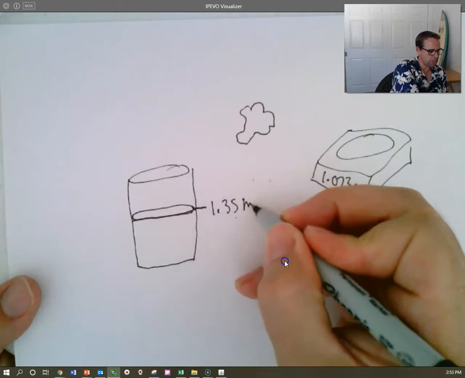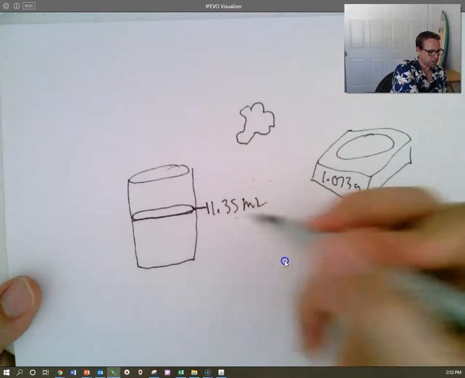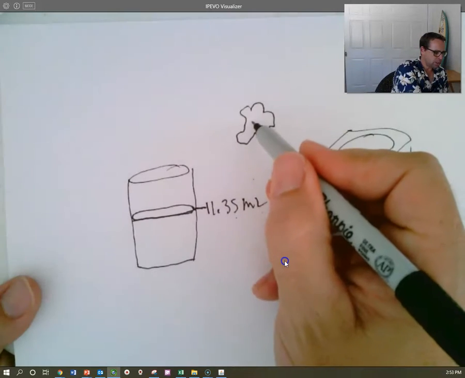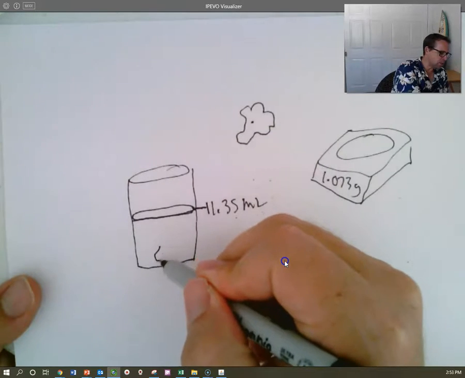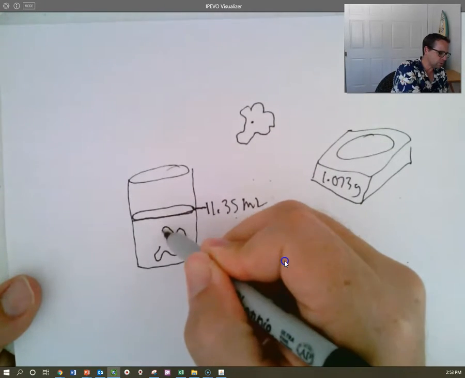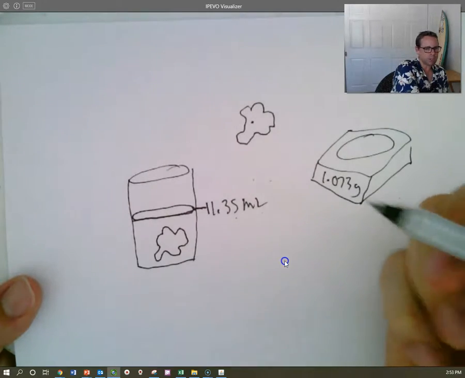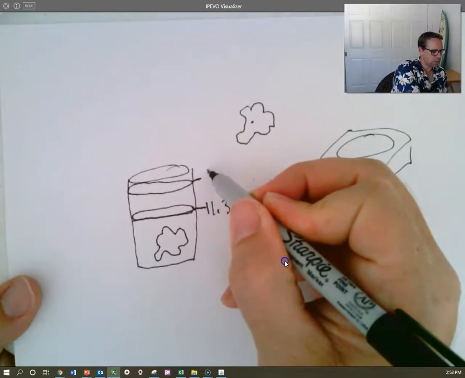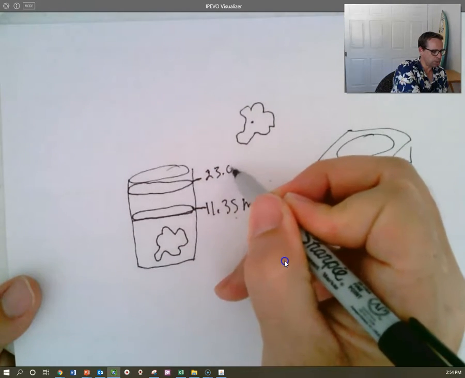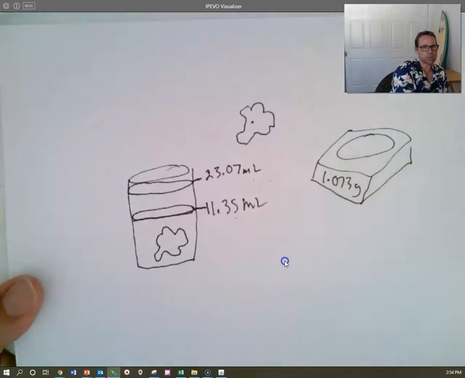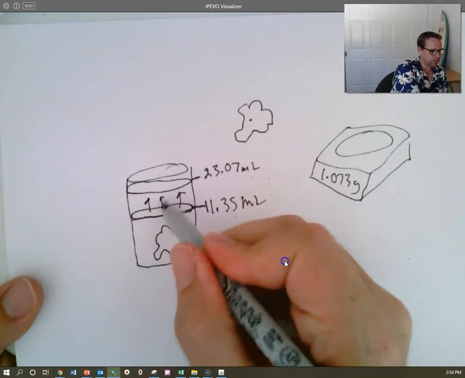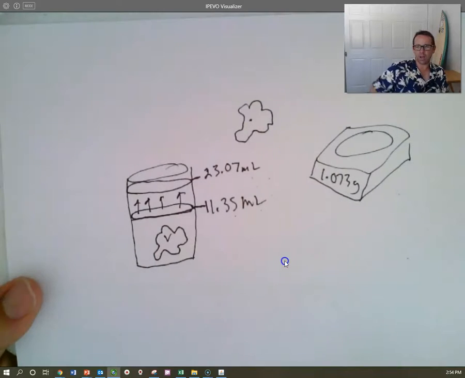So if the volume of this water right here is, no, I should say 11.35 milliliters, and then I put my object into this container of liquid. It doesn't need to be water, it can be whatever, and the liquid rises to maybe 23.07 milliliters. Well, the displaced volume of liquid here was due to the volume of my mass, right?